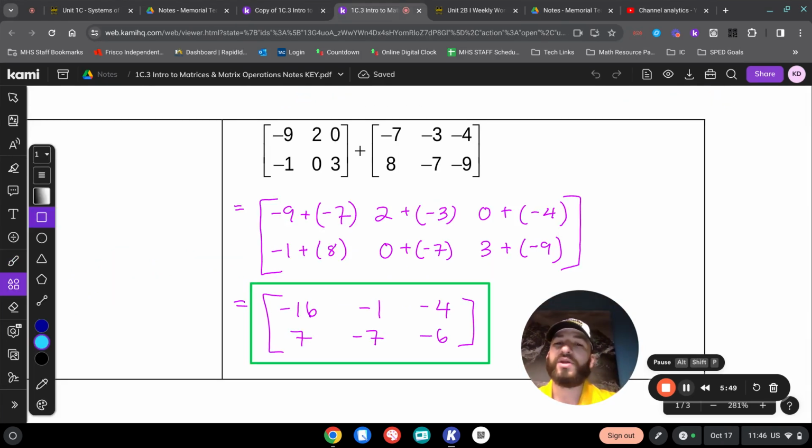And just like our last one, y'all, we're just adding each of those terms together. So negative 9 plus negative 7, 2 plus negative 3, 0 plus negative 4, negative 1 plus 8, 0 plus negative 7, and 3 plus negative 9. Of course, it's addition, so we don't have to worry about those double negatives. So I'm just adding each of those terms together, and we get negative 16, negative 1, negative 4, and 7, negative 6. And remember, addition or subtraction, they have to be the two same size matrices, and our solution is, of course, also going to be that same size of matrices.